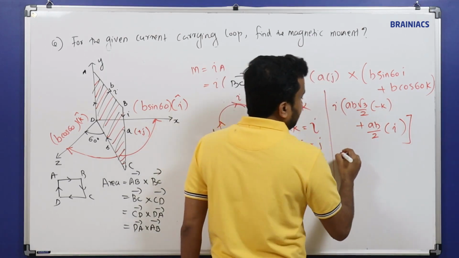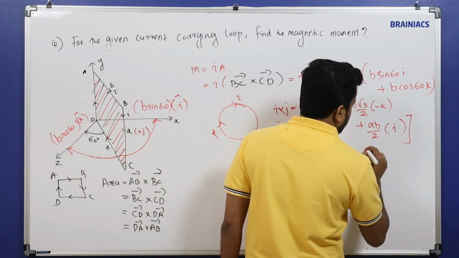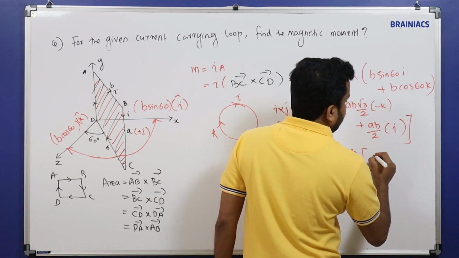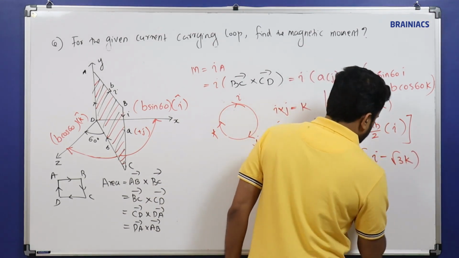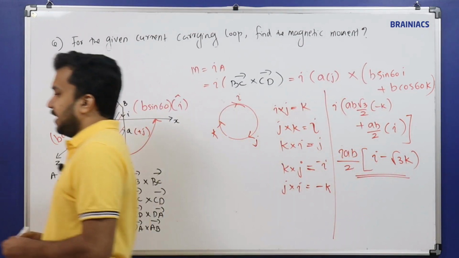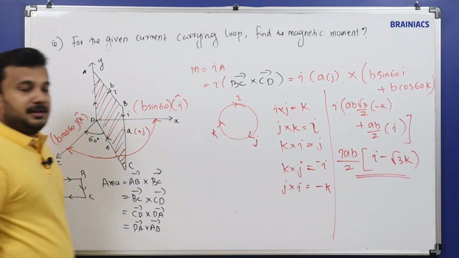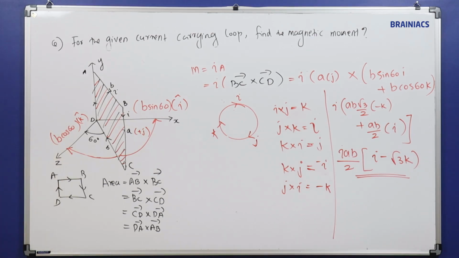Okay, so IAB by 2 is taken outside, as the common term. So what do we get? Here it is i minus root 3 k. So i minus root 3 k is the answer for this question. Hope this is clear. That is magnetic moment. We have seen different combinations. Hope this is very, very clear to you. Okay.